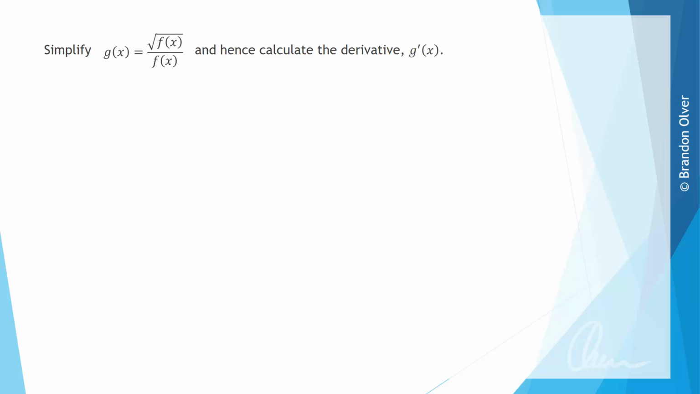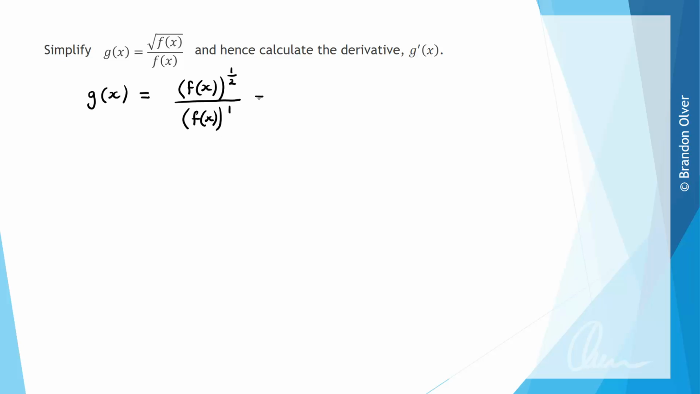Simplify g of x equals the square root of f of x divided by f of x, and hence calculate the derivative g dashed of x. So starting with our function g of x, this can be written as f of x on the top line to the power of a half divided by f of x on the bottom line to the power of 1.